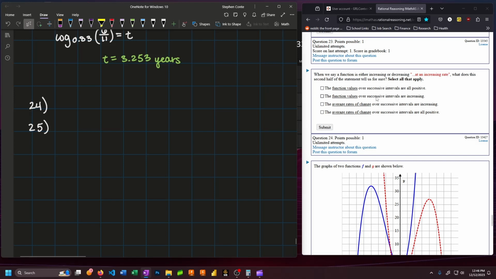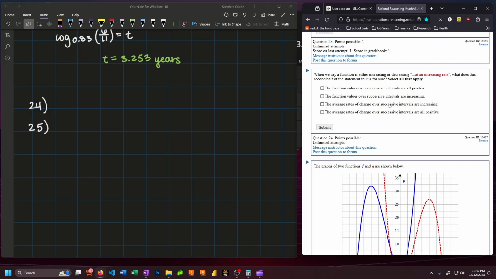The function values over successive intervals are increasing. Yes, that's true, right? Because if the function is increasing or decreasing at an increasing rate, no, I'm sorry. I don't think this can be true either. We can't say the function values are increasing. All we know is that the function is increasing or decreasing at an increasing rate, which means that if it's increasing, it's further increasing, meaning it's increasing faster, or if it's decreasing, then it's decreasing faster. So these could be negative values that are just becoming more and more negative. That doesn't mean that the values are successively increasing.